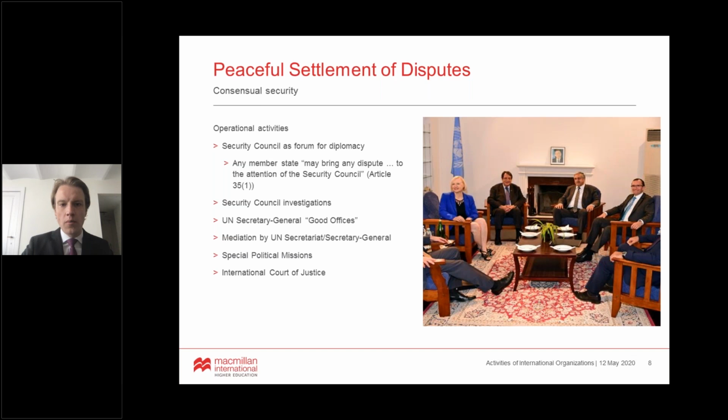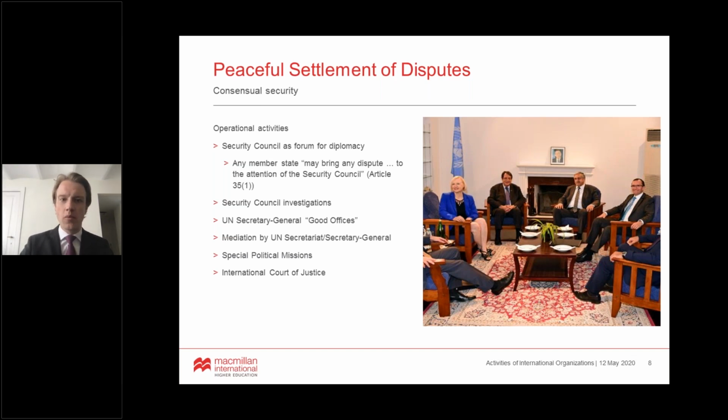When it comes to dispute settlement in the UN, there are a number of operational activities. The first is the Security Council itself, which really is a forum for diplomacy. So the UN Charter says that any member state may bring any disputes to the attention of the Security Council, and if that happens, there's going to be debate in the Security Council about what's going on the ground. Both parties have to show up, and it's essentially diplomacy in front of the whole world. So I think that's really quite a first step, and we have these type of discussions in the Security Council all the time. But the Security Council can also go a step further.